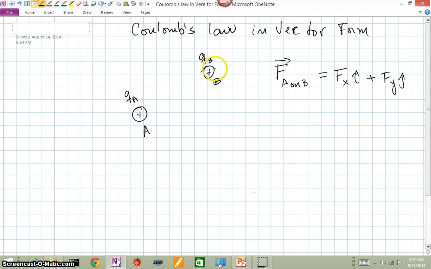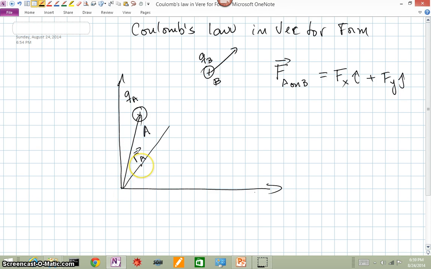And we know that vector is going to point in that direction and it has some magnitude. So first let's set a coordinate system. This is our coordinate system. And then let's say this vector from the origin to A, let's call that RA. And then we have a vector from the origin to B, and this is RB.